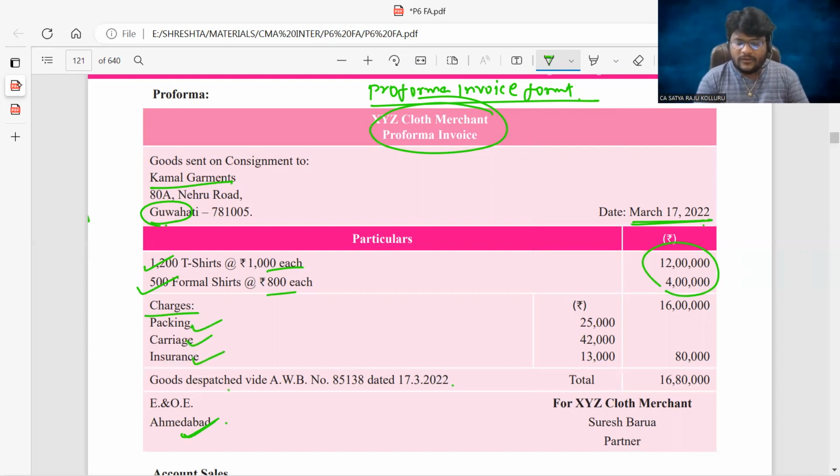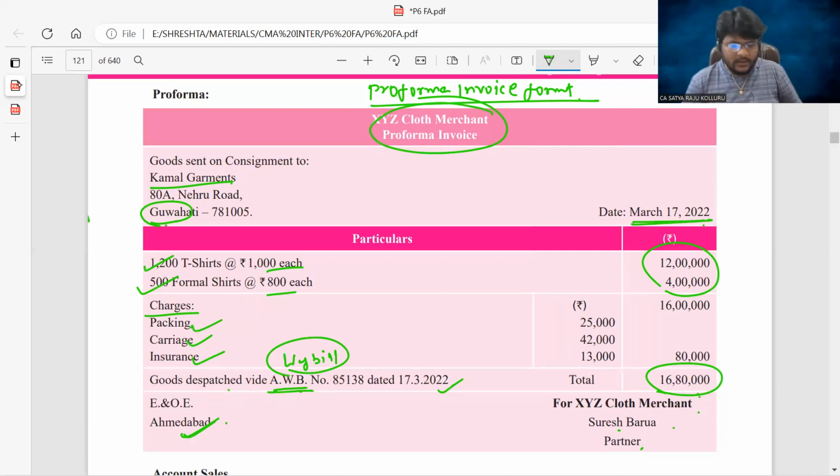Now goods dispatched via AWB number. AWB means waybill number. I told you, waybill is mandatory at the time of sending goods from one place to another place. This is the waybill dated so and so, and the total amount was given for XYZ cloth merchant, Suresh Babu, partner. Is it okay, guys? Like this, a simple pro forma invoice will be there.